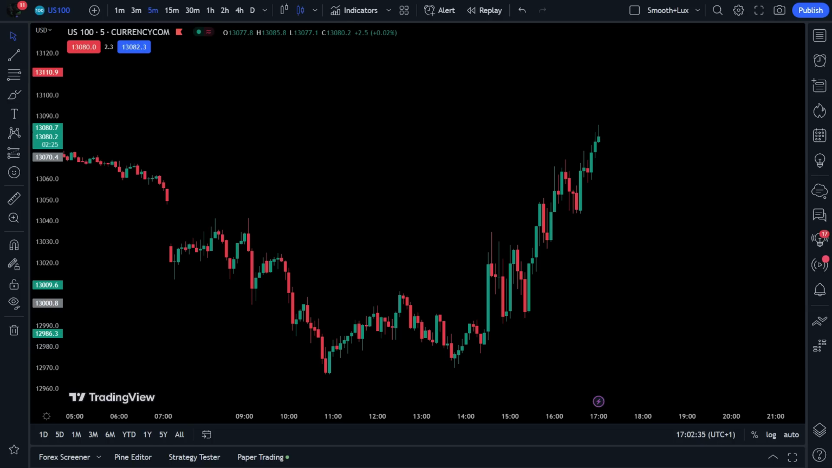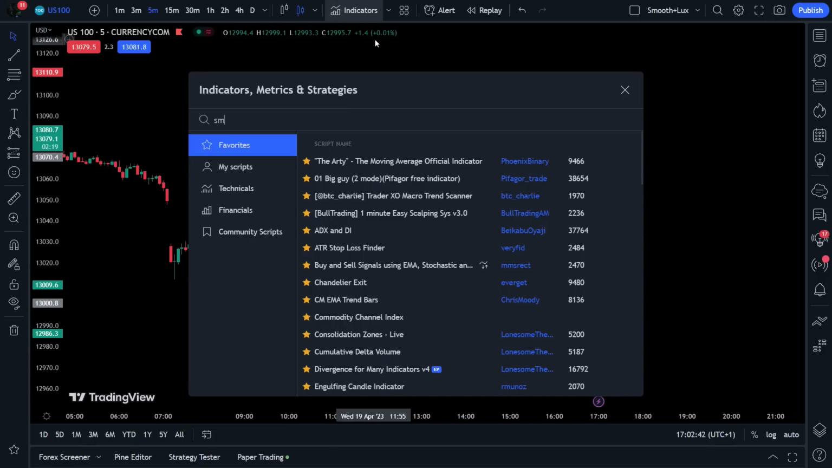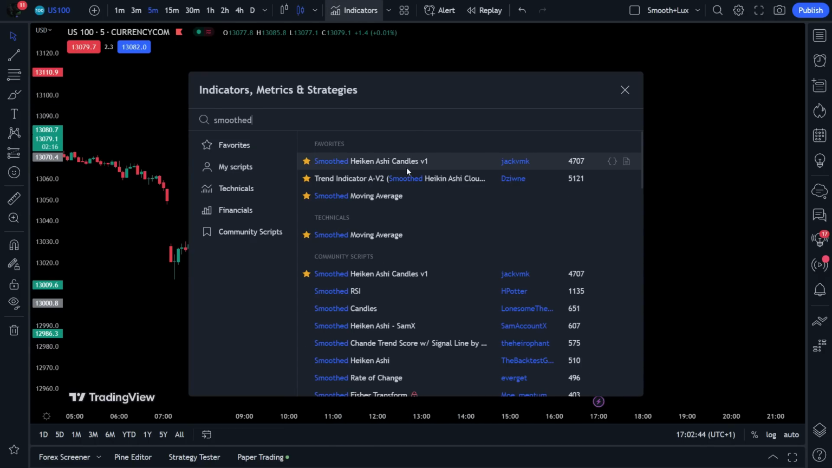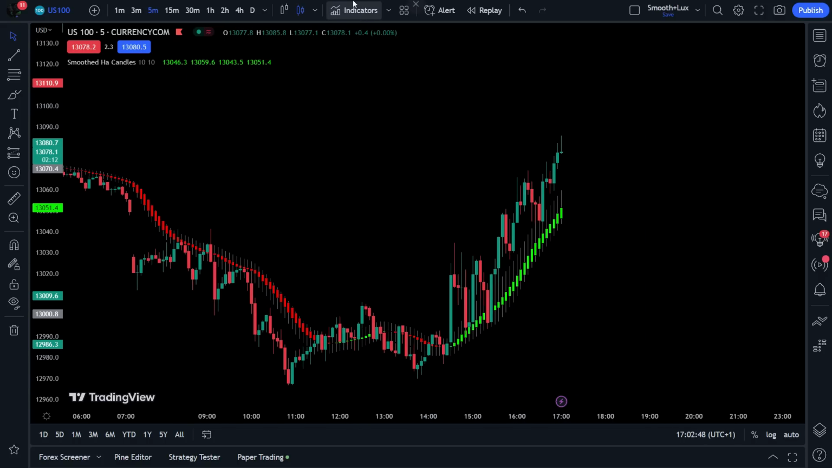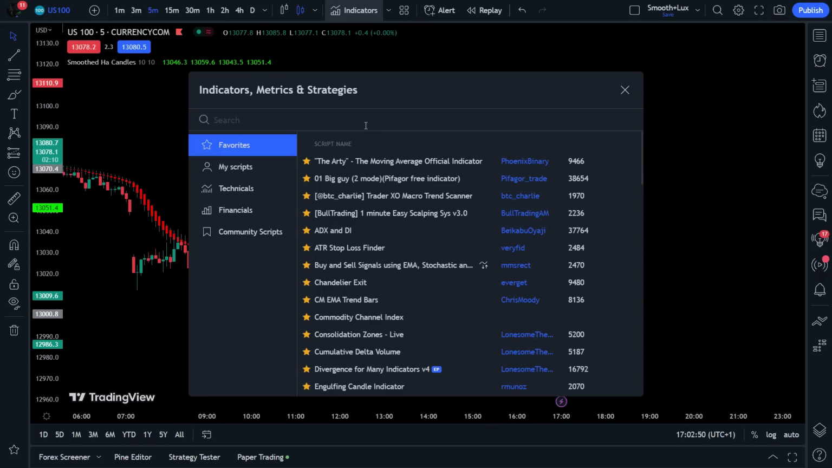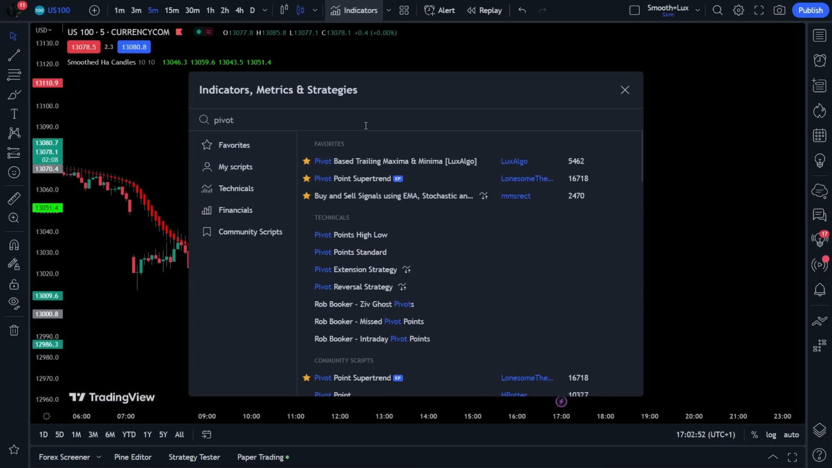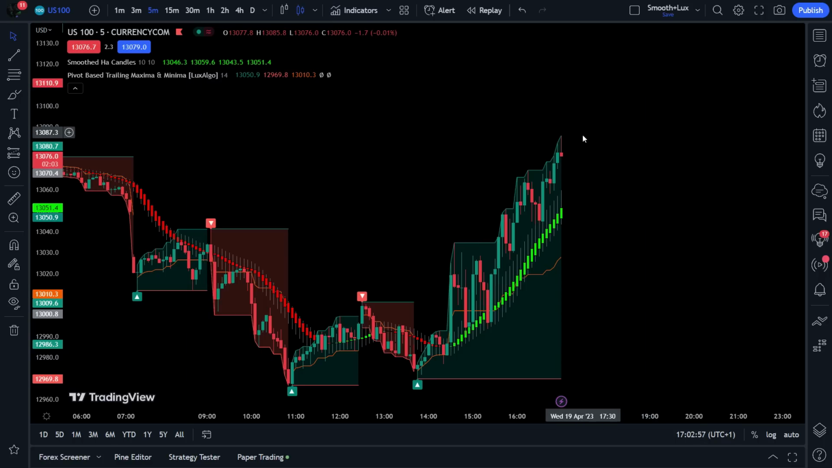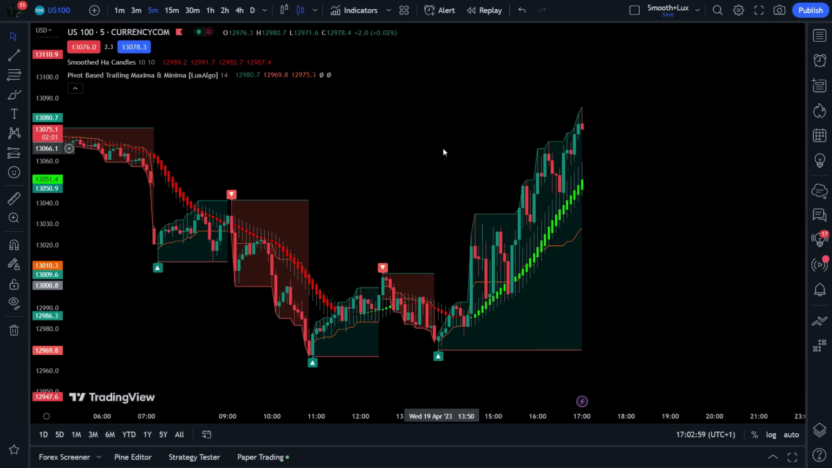Okay, so let's get started with the setup. First, we want to head over to Indicators in TradingView. Type in Smoothed Heikin Ashi Candles. Let's choose this one, created by Jack VMK. Next, we want to head over to Indicators again and type in Pivot-Based Trailing Maxima and Minima, created by LuxAlgo. LuxAlgo has many useful indicators available on TradingView, so I recommend you follow his channel for more like this.